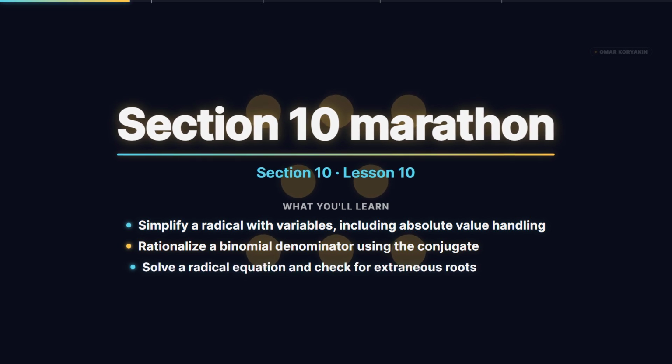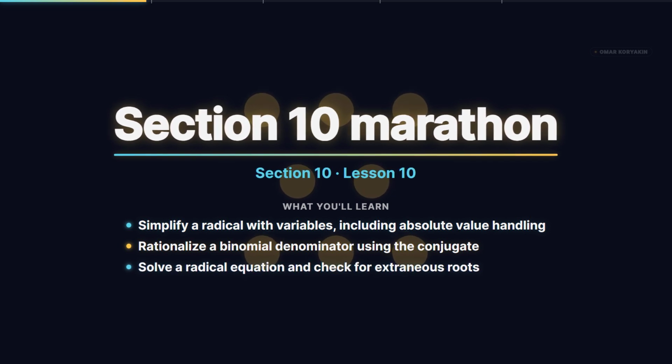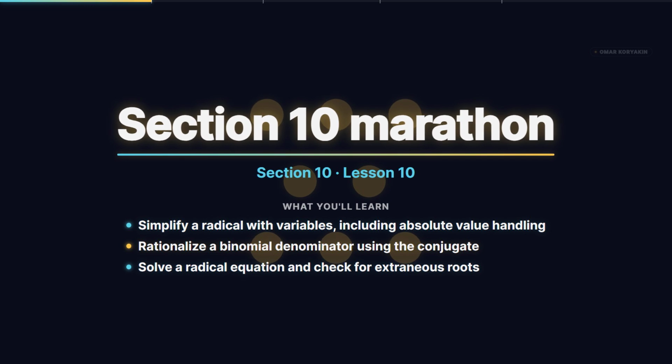Problem 3 solves a radical equation. Isolate the radical, square both sides, solve the resulting quadratic, then check candidates in the original. Squaring can produce extraneous solutions.